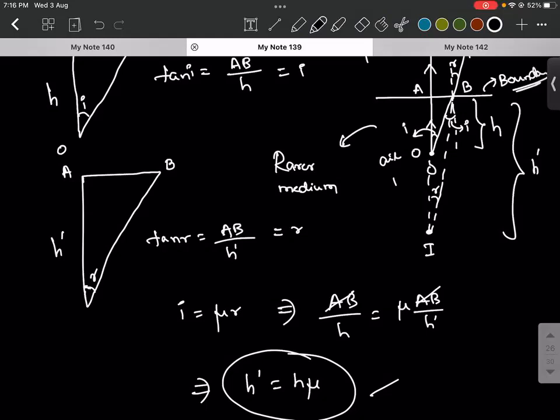So till here, is it clear? So we'll stop with this. Okay. Next class, I'll start with refraction at spherical surfaces.